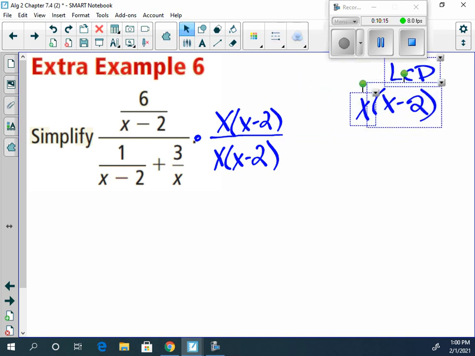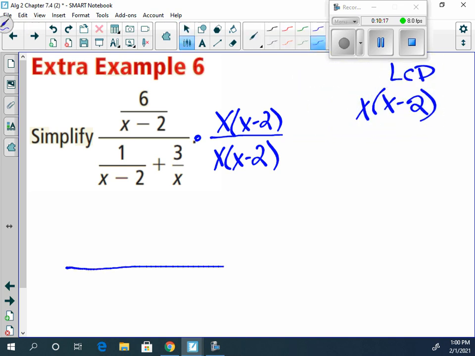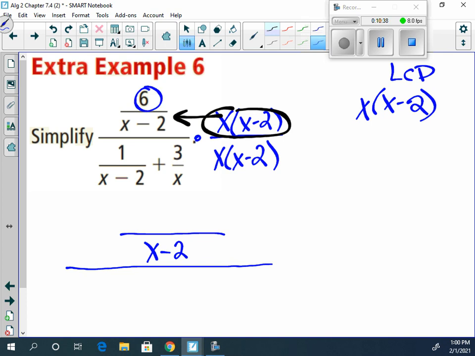Now I'm going to write this out step by step so we can see this. And we multiply this by the top, we're only multiplying by the numerator. So the x minus 2 isn't going to change, but this x times x minus 2 is going to be multiplied by the 6. So I have 6x times x minus 2.